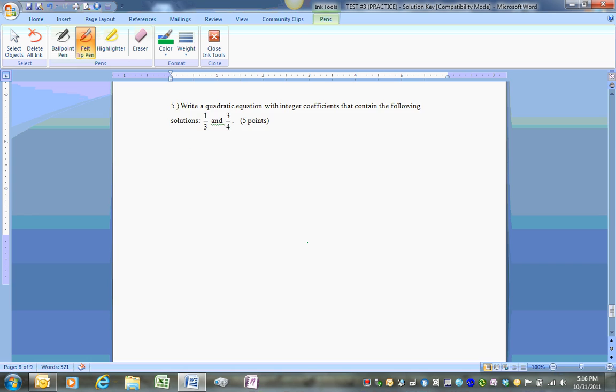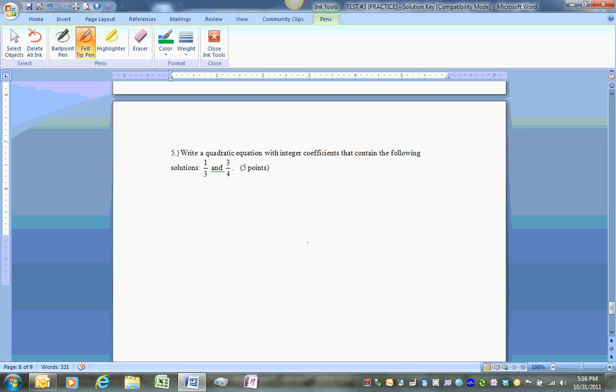Okay. Lastly, number 5, then I need to get out of here so I can greet the trick-or-treaters at my house. Write a quadratic equation with integer coefficients that contains the following solutions. Yeah, this one's a little bit wicked.